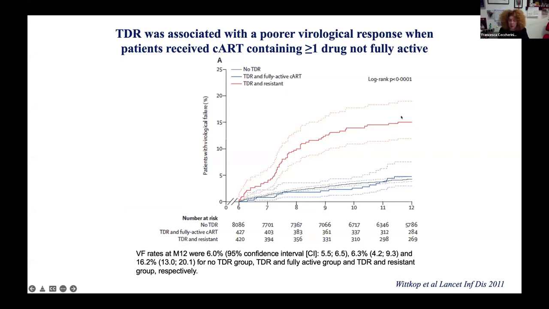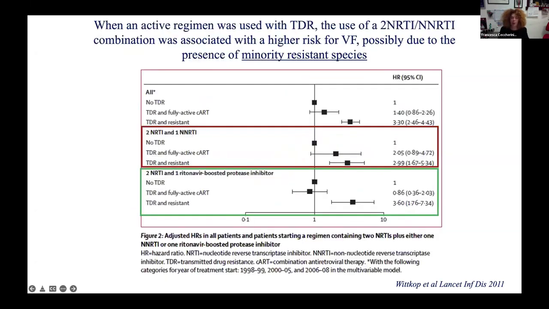While if you treat the individuals with a drug that has a resistant transmission, not with a fully active regimen, this person will have an increased risk of virological failure. And this was true particularly when you are treating the person with 2 NRTI and 1 NRTI. Also, a little bit, you see that there is a change even if the fully active regimen was used. So there was a risk more than if you were treating with the protease inhibitor.